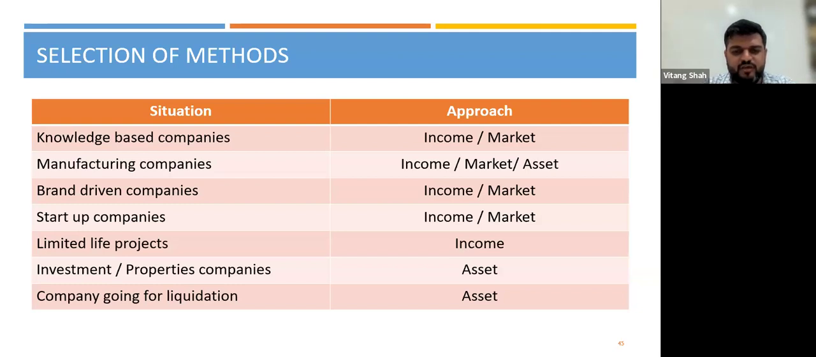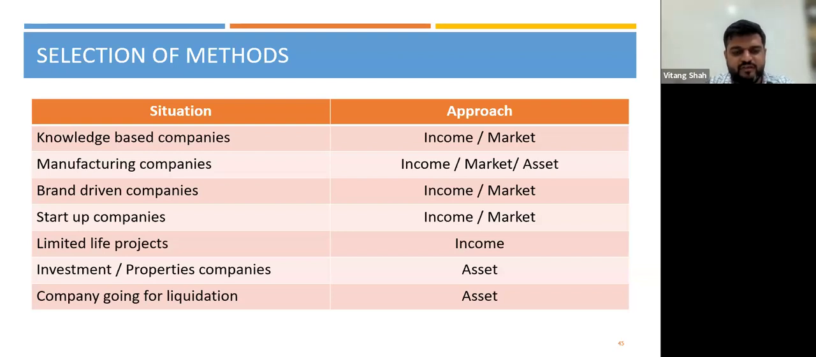For a limited life project, only the income approach is required to be considered, because at the end of your limited life, the company is not going to earn any income. And what do you mean by limited life project? Those could be, say, a toll collection company, wherein you have built a road and you get a right to collect toll only for, say, the next 15 years or so. After 15 years, you have to hand the road back to the government, and thereafter you will not earn any revenue. So that's where, in the income approach, you need to consider the cash flows only till the residual life, the time in which you could collect the toll.